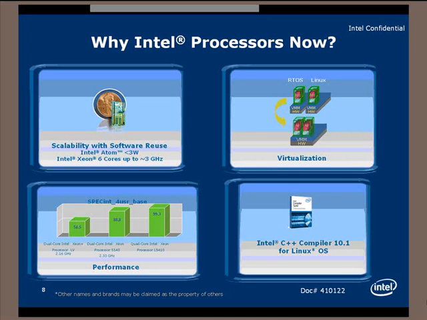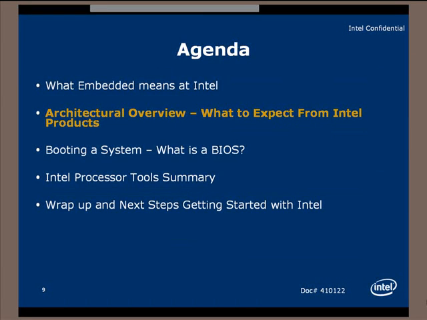Next, performance, and especially performance per watt. Obviously very critical for embedded applications, again with potentially restricted thermal envelopes. And finally, we have quite an extensive set of tools to help you develop, optimize, tune your applications, both for single thread as well as multi-thread environments. And with that, I'm going to turn it over to Sam Fleming, who's going to get us started with an architectural overview.